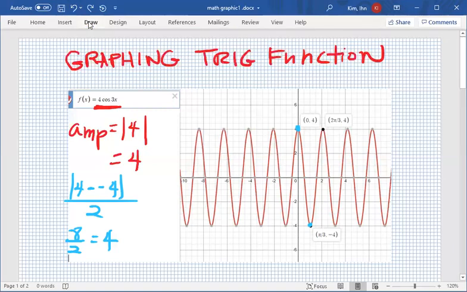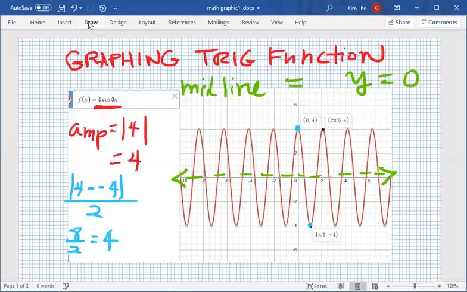So the midline is going to be, because some of you asked about the midline, right? What's the midline? The midline is the horizontal line that's going to cut the graph at the middle. Okay, it's going to be this one right here, right? That is the midline. So what is the equation of that line? Well, its slope is 0, so the midline is y is equal to 0. Okay, because that's where it will cut the maximum and minimum in half.